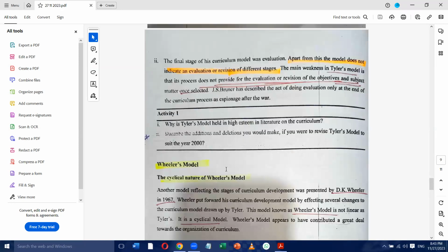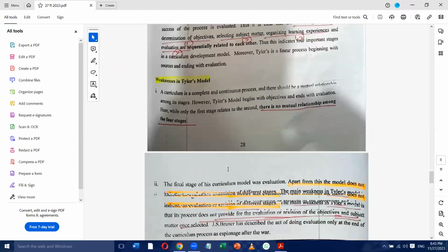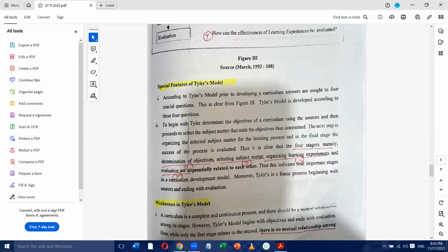Before going on to Wheeler's model, can you just prepare or get an idea of this Taylor's model: determination of objectives, selecting subject matter, organizing learning experience and evaluation? How can these all four matters be connected to each other? You know that it is a linear model, but if you can, you have to make it a cyclical model, because it should have a cross connection with each and every content of that.